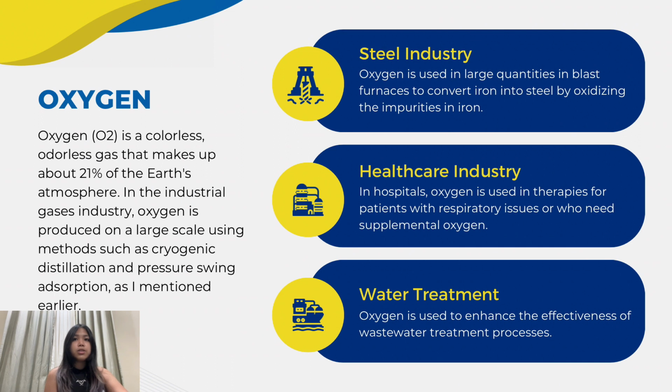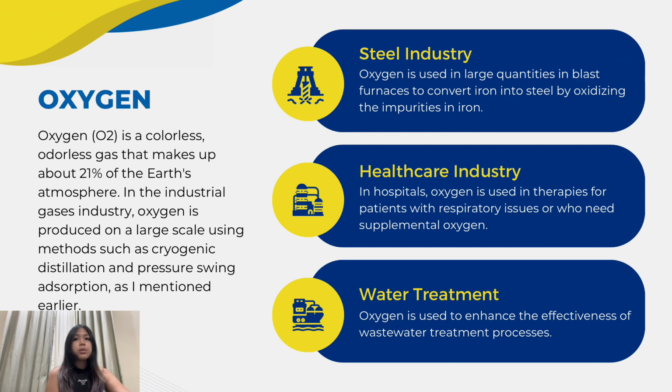Oxygen can be used in the steel industry. In the steel industry, oxygen is used in large quantities in blast furnaces to convert iron into steel by oxidizing the impurities in iron. It helps increase the efficiency of the furnace, reduce emissions, and improve the quality of the steel. And in the healthcare industry, oxygen is used in hospitals. Oxygen is used in therapies for patients with respiratory issues or who need supplemental oxygen. This can include people with chronic obstructive pulmonary disease or COPD, pneumonia, or those undergoing surgery.